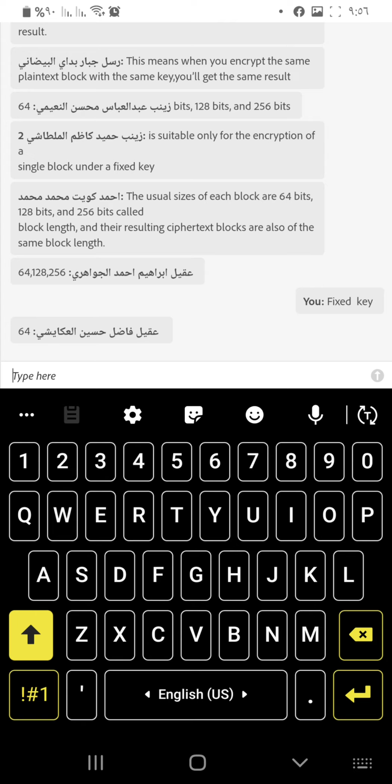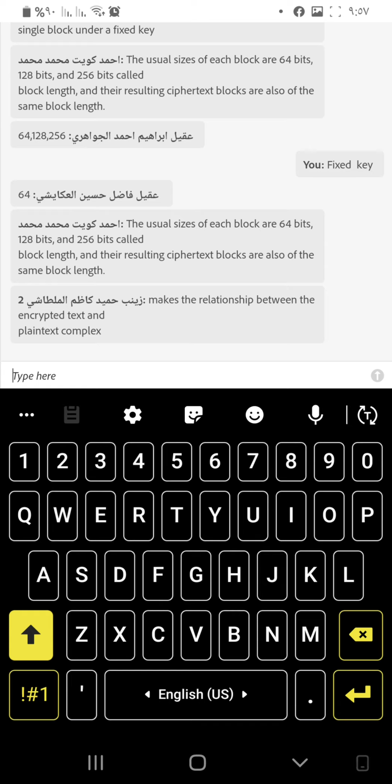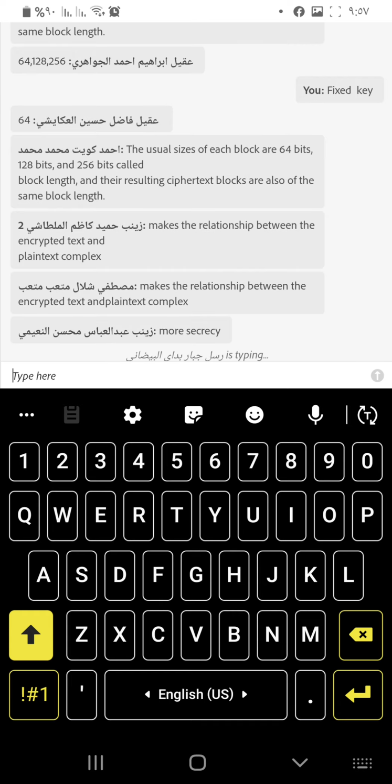What is the purpose of confusion in a good encryption algorithm? What does it do? Yes. Zainab Hamid. All right. Yes. It makes the relationship between the encrypted text, the ciphertext, and the plain text complex.